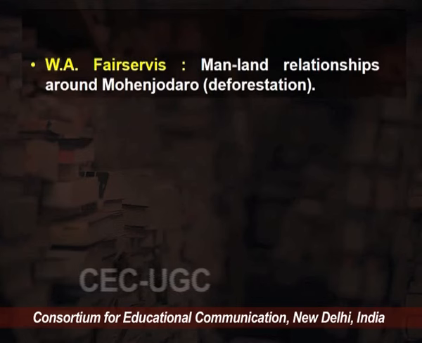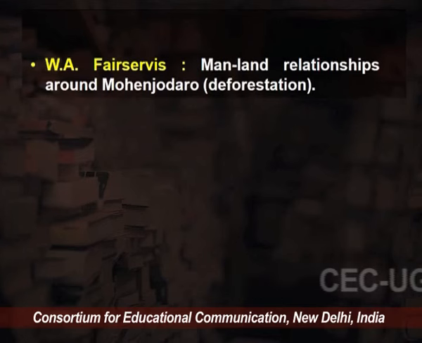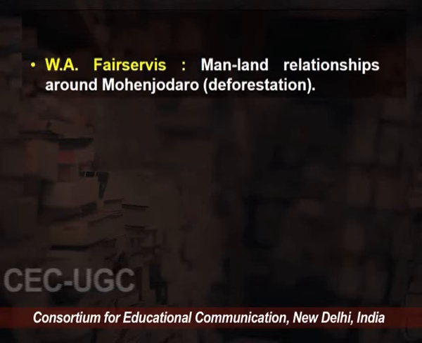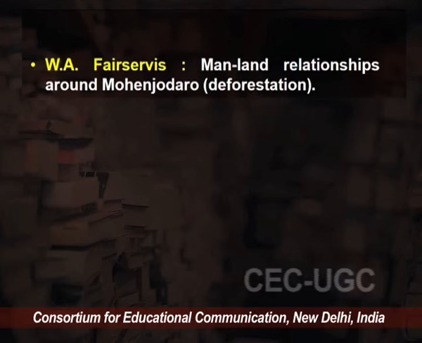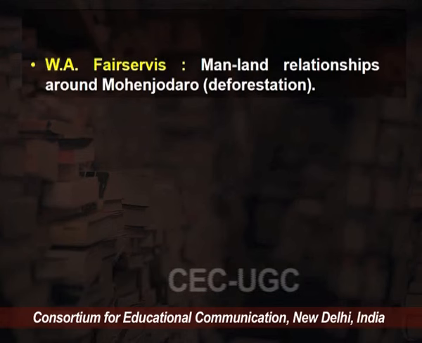Similarly, there have been some very fruitful studies carried out by, say, Fairservis, and that's a well-known study, on man-land relationship around Mohenjo-daro, where he spoke of deforestation, overgrazing, population pressure, and the inability of the village areas around, or what is known as the hinterland, for any city. So the hinterland perhaps is not able to keep up with the demands generated by the population at Mohenjo-daro, or even the cattle population, the overgrazing by cattle leading to soil denudation. And that could have had an impact on the agrarian potential of the hinterland around Mohenjo-daro, leading to the decline of Mohenjo-daro as a thriving city.